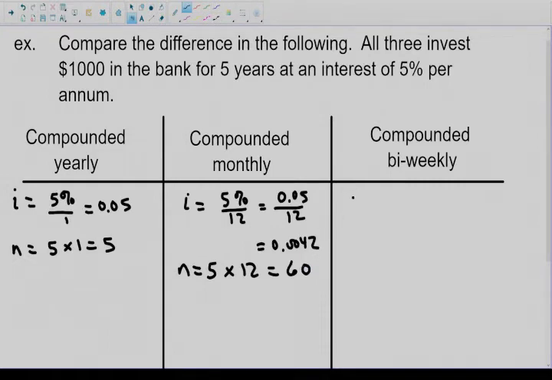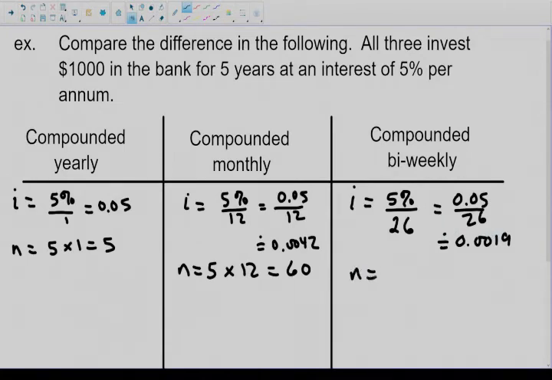Okay? So for biweekly, we're still going to take our 5%, but this time we're going to divide it by biweekly. Now if you remember the calculation we did in the first table, biweekly means divided by 26. So that's 0.05 divided by 26. And again, I'm going to do that off camera. So 0.05 divided by 26 equals 0.0019. And this is an approximate value. So 0.0019. Okay, so again, smaller than the 12. All right.